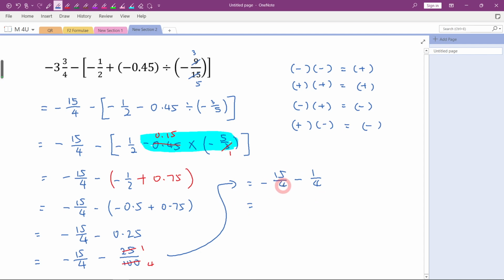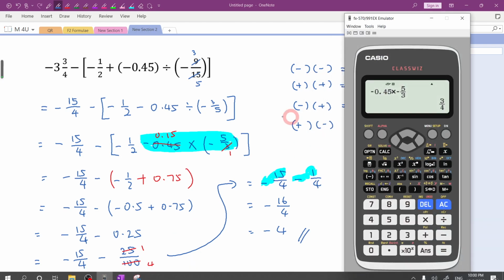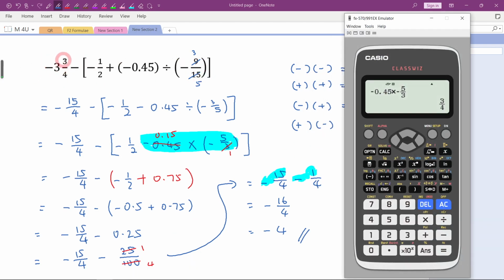Again, if you don't know how to solve this without using a calculator, you can just think this way. Now you are losing 15 ringgit. Then you lose another 1 ringgit. So total will be losing 16 ringgit, right? Negative 16 divided by 4, negative 4. So this is our final answer. If you want to check using your calculator, you just key in exactly everything, then you will get negative 4 as well. You can take a try.